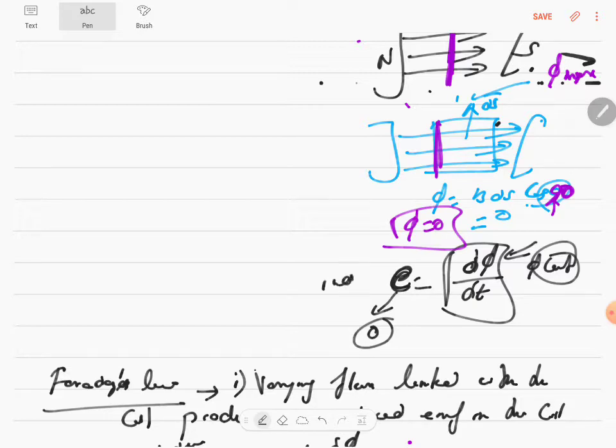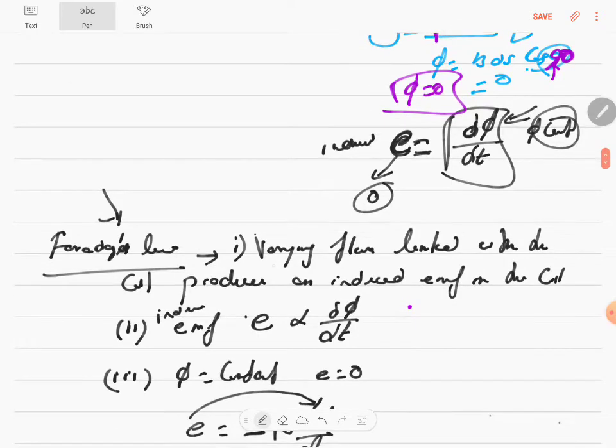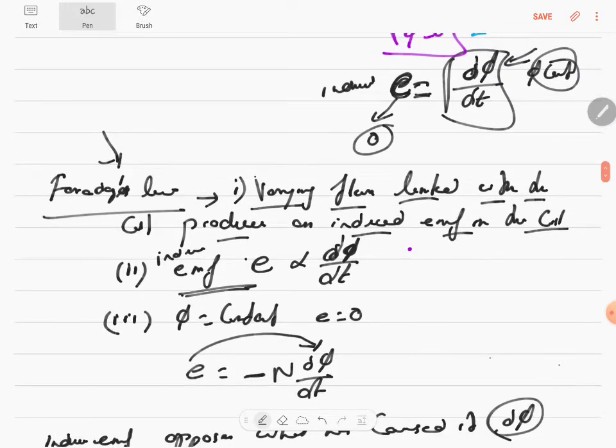It's called induced EMF E, which will be equal to the rate of change of flux. Let's look at Faraday's law. His law states that the flux is changing continuously in the coil as it rotates. The varying flux linked with the coil produces an induced EMF in the coil. This induced EMF is directly proportional to the rate of change of flux. However much the flux is changing, that much induced EMF will be produced. If the flux is a constant, d phi by dt of a constant is 0, so the EMF will be 0. So the EMF can be 0 if flux is a constant. EMF lasts only as long as flux is changing.